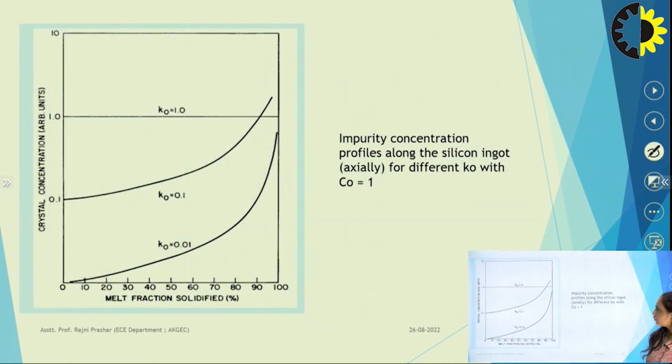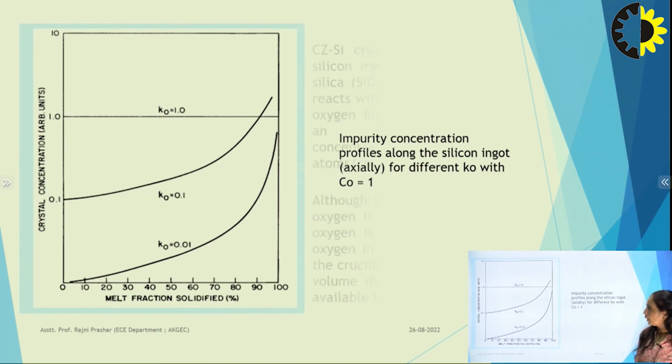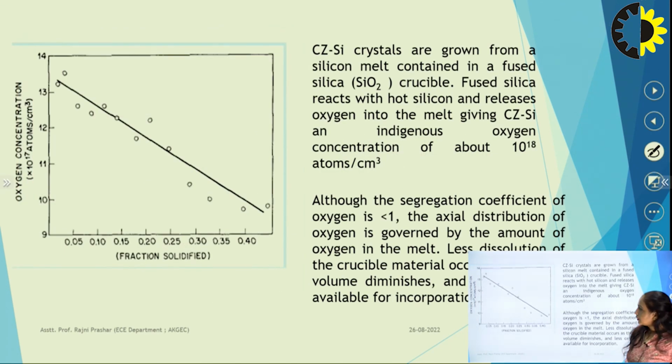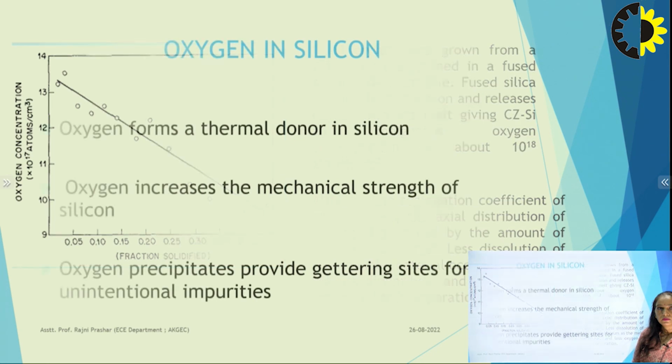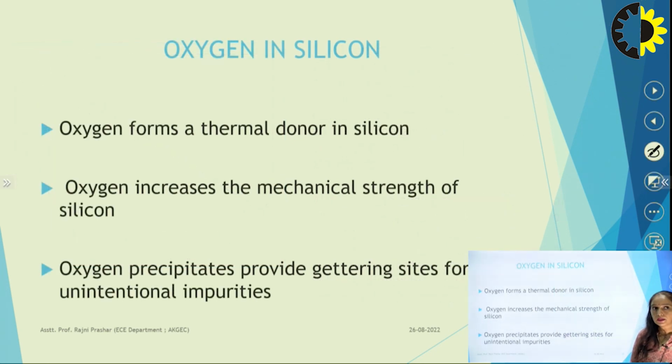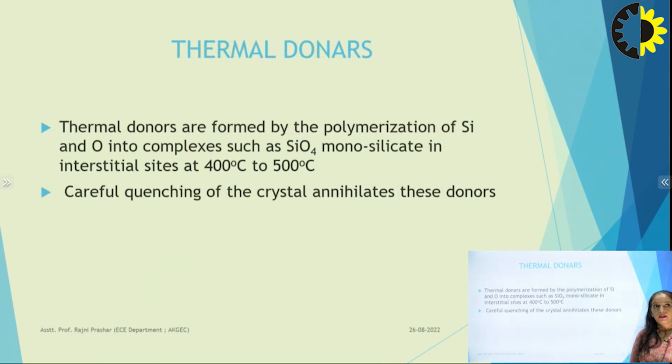This is the graph of the impurity concentration profile of the silicon ingot with different values of K0 and C0 equal to 1. And this is the oxygen concentration in the silicon ingot, that is, how oxygen is present from the crucible. Oxygen in silicon forms a thermal donor. This oxygen increases the mechanical strength of the silicon, and oxygen precipitates provide gettering sites for the unintentional impurities. Then we have the thermal donors.